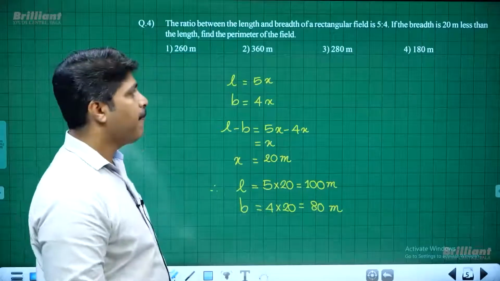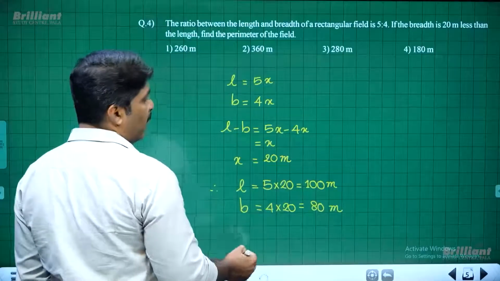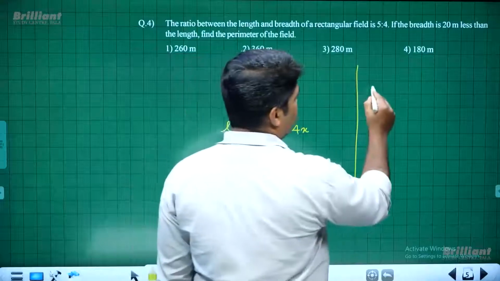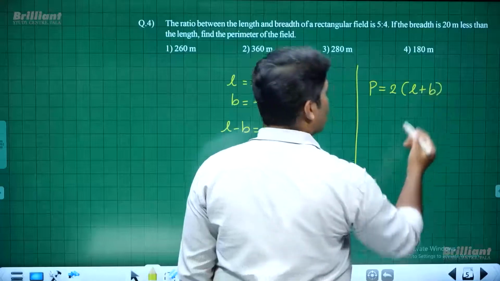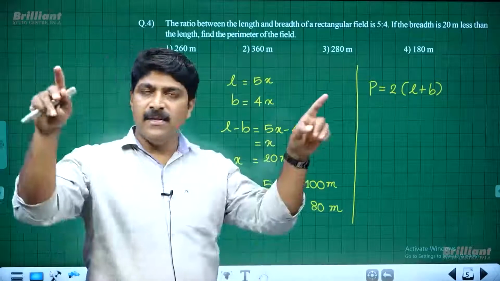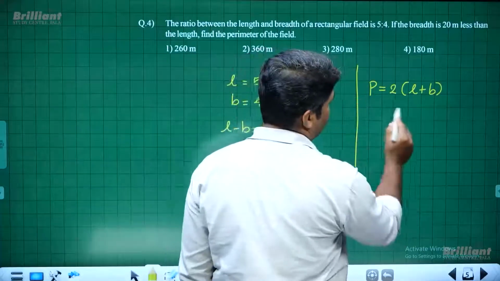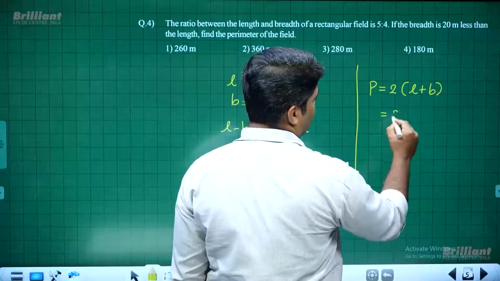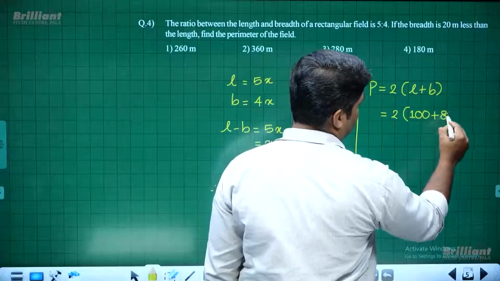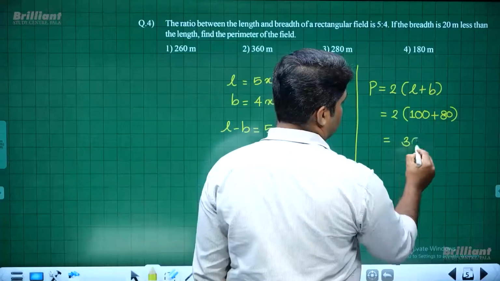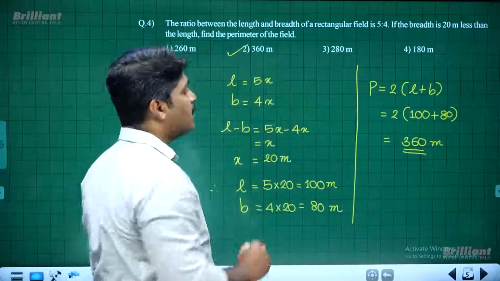Therefore, what we have to consider? The perimeter. Now we are moving to find out the perimeter. The perimeter of a rectangle is 2 into (L plus B), 2 times length plus breadth. Perimeter means the total length of the line or edge of the sides of this rectangle. Here it is 2 times of 100 plus 80. So what is it? 360. So this is 360 meter. And the answer is option 2.